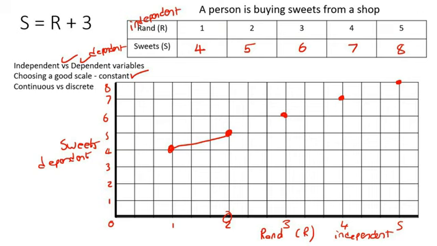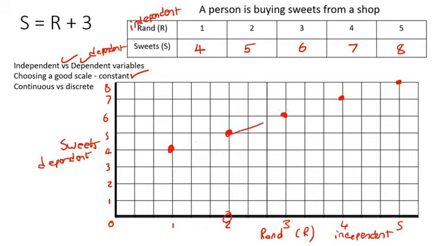Because let's say, for example, you look at this point over here, okay? Now if you had to read off what that is, what would that be? 4.5. You can't buy 4.5 sweets, okay? It doesn't make any sense. You can only buy 4 sweets, or you could buy 5 sweets, or 6 sweets. So we are not going to put a line through these things, okay?